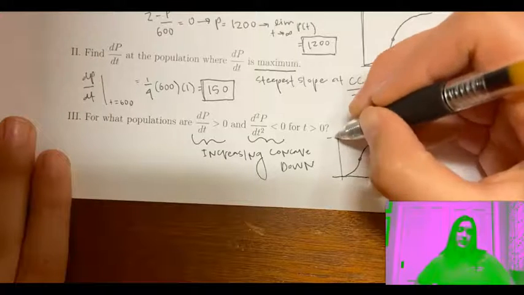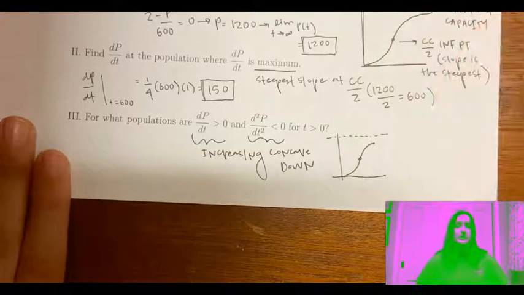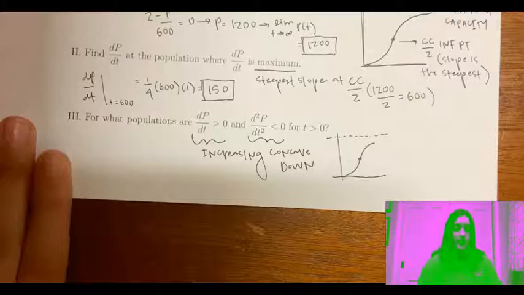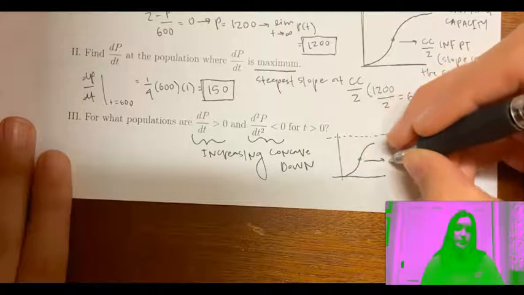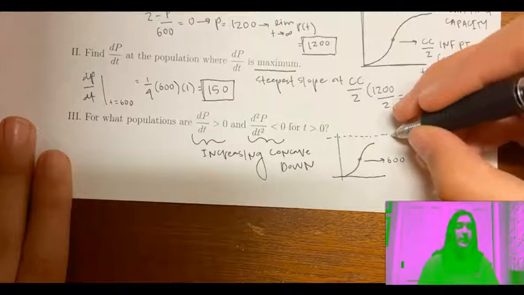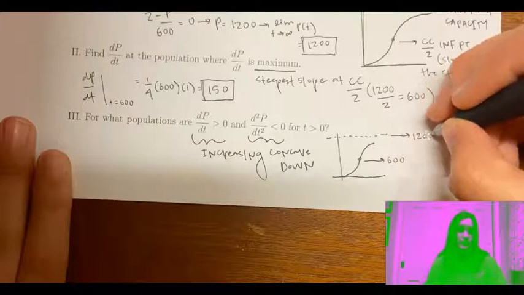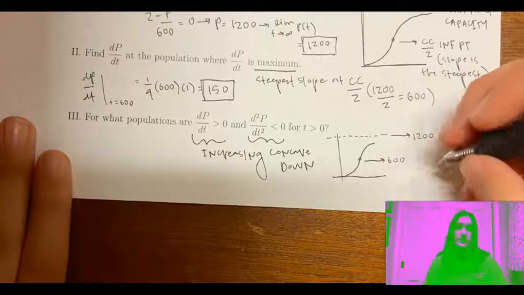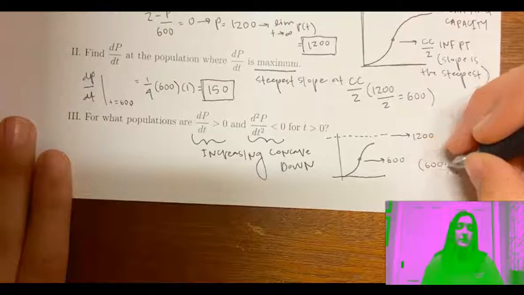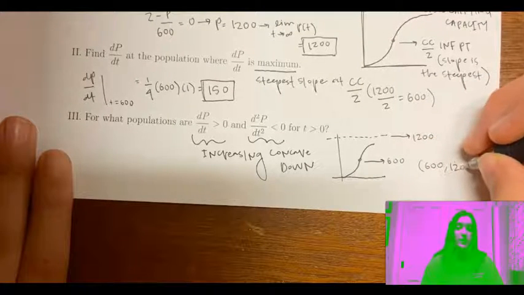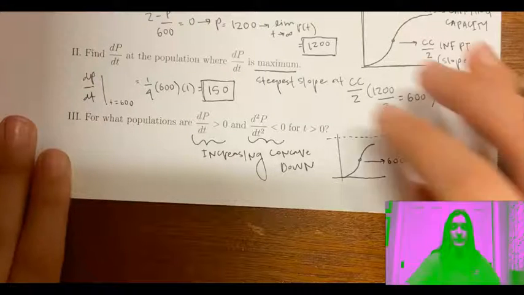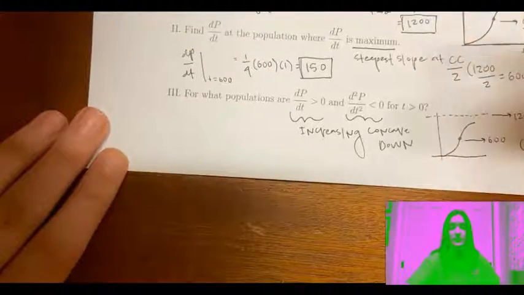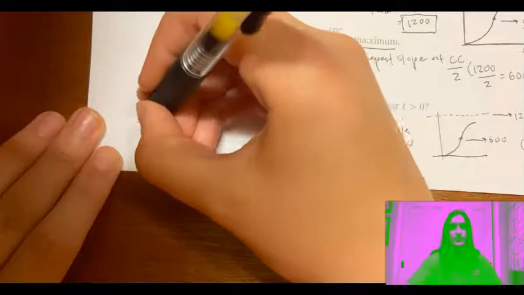So I'm just going to redraw the graph here, just so that you can see it very clearly next to the problem. And I already know that that inflection point is 600. I found that in part 2. And I know that that carrying capacity is 1200. I found that in part 1. So you can see on that graph that the only place it's increasing and concave down is from 600 to 1200. Okay, so now that I've got those numbers, I am just going to start writing that out as a sentence, the kind of sentence that you would use if you're doing this problem on a free response question or something like that.